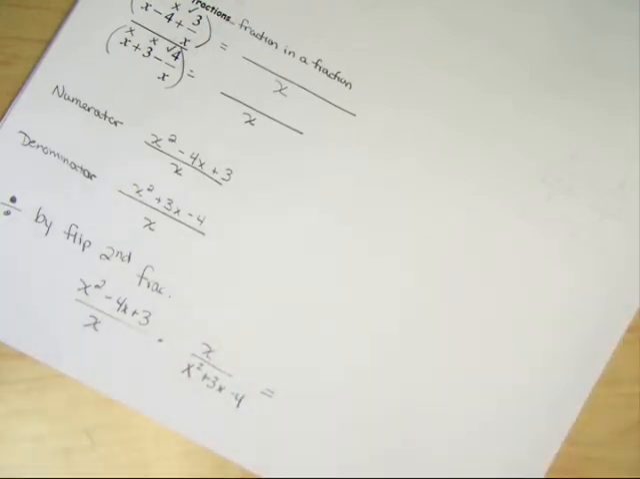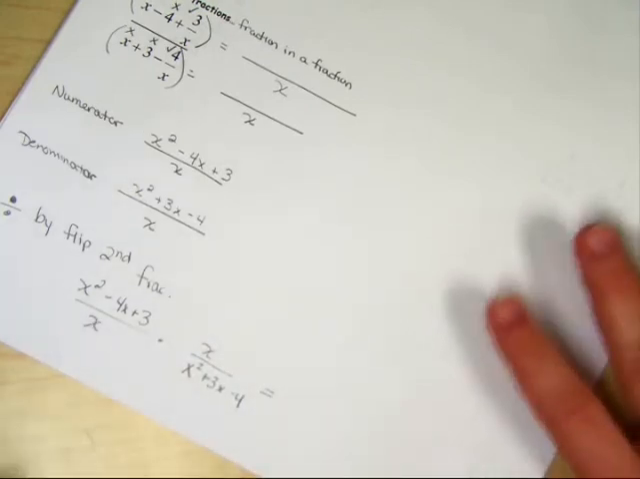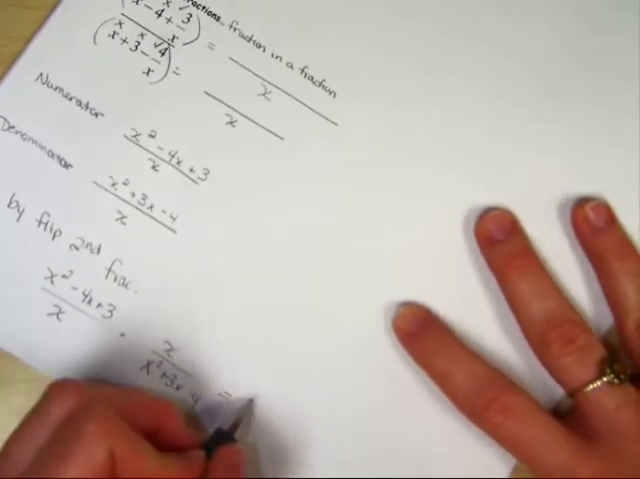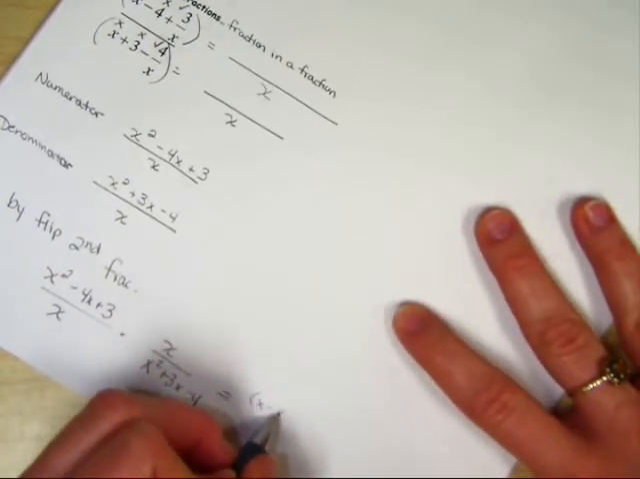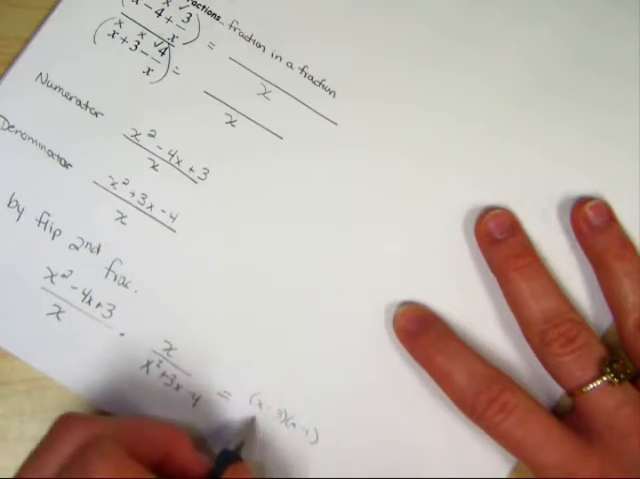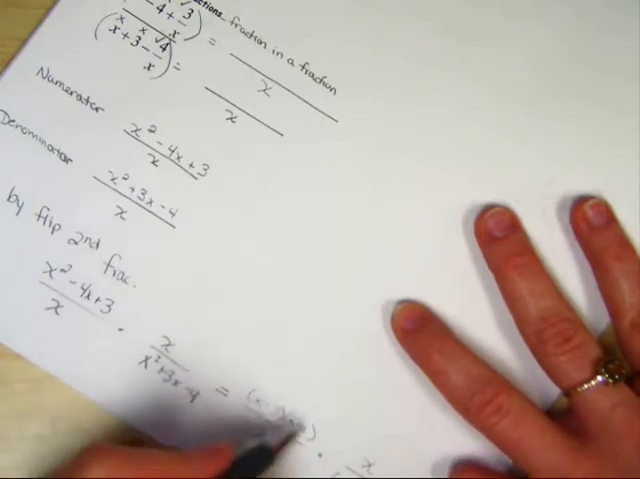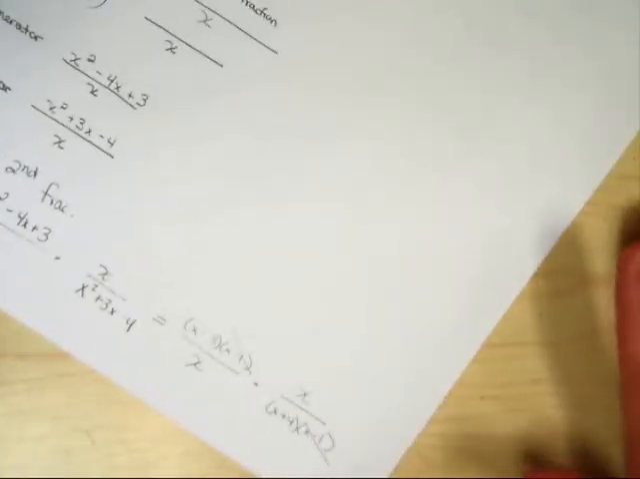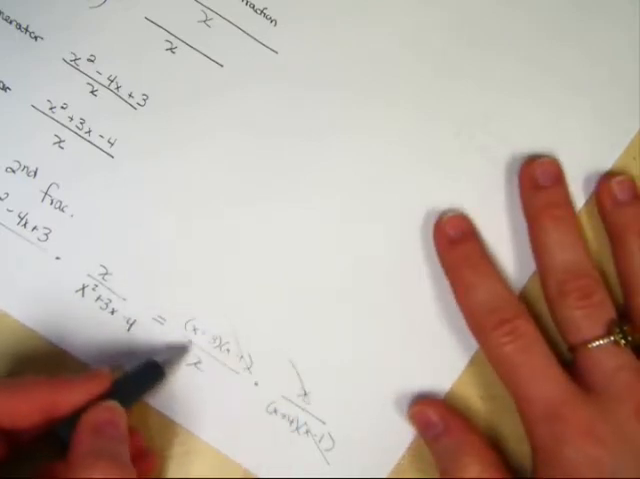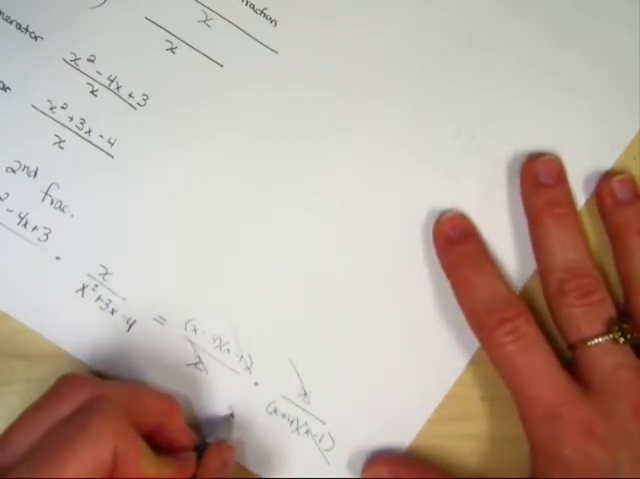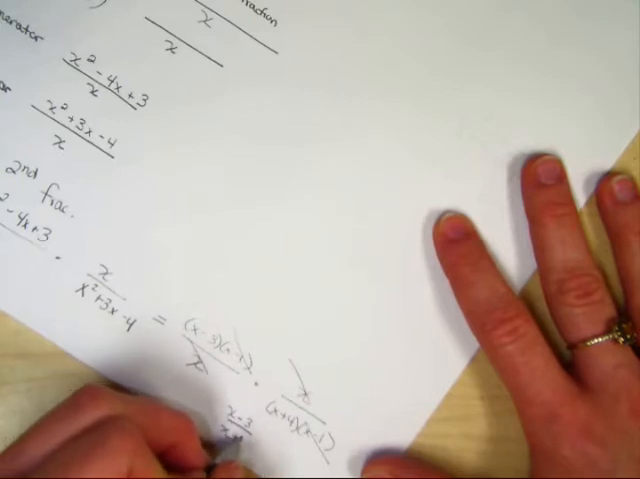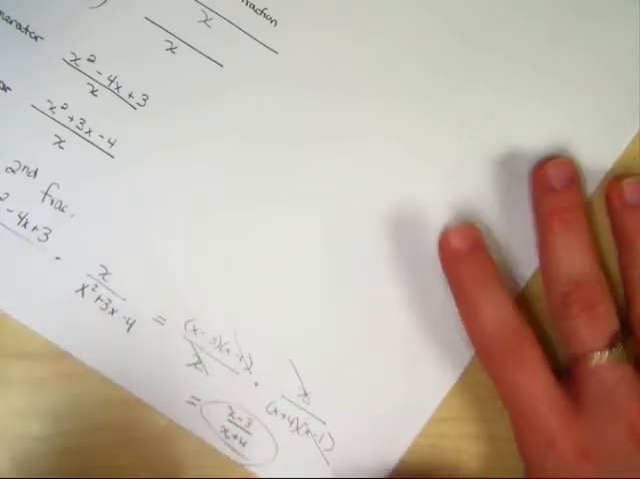Well, first I'm going to factor what I can factor. I'm going to notice that the top does factor to x minus 3, x minus 1. The bottom is x. And over here, this bottom factors to x plus 4, x minus 1. The x minus 1's cross cancel, and the x's cancel. You're left with x minus 3 over x plus 4 as your final answer.